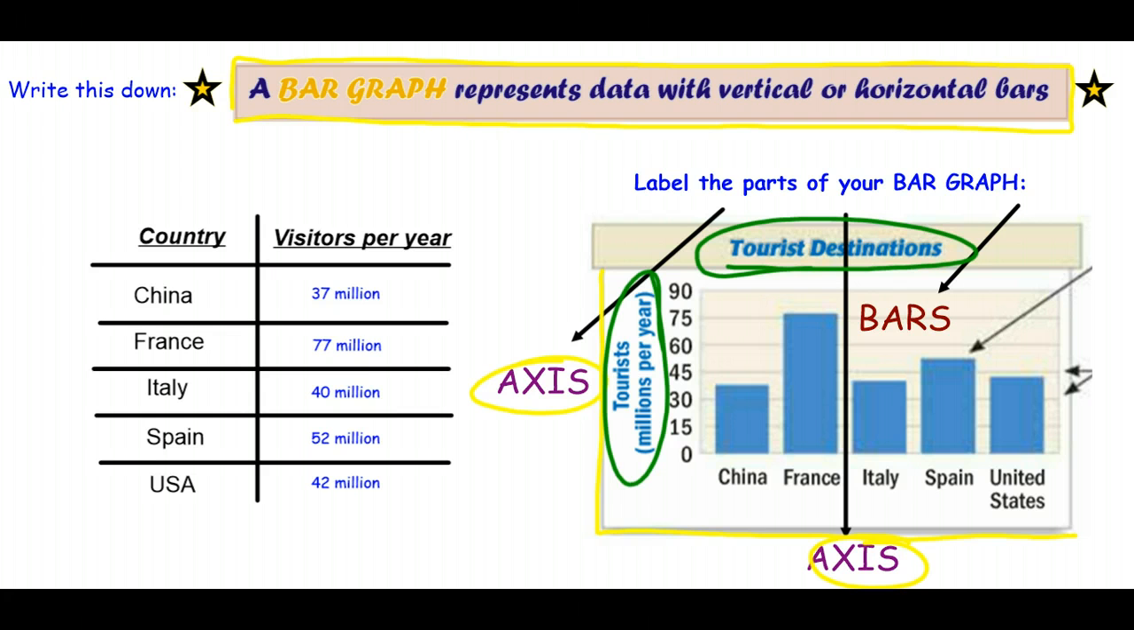So we can see China's bar goes about as far up as 37 million, you would expect it to go halfway between 30 and 45. France is all the way up to 77, 40, 52, and 42. So that is a bar graph. Now you can use horizontal or vertical bars. All of the ones that we're going to use today as an example are going to be vertical bars. And we just take the destination countries in this case and create bars to show how many visitors go to those on average per year.